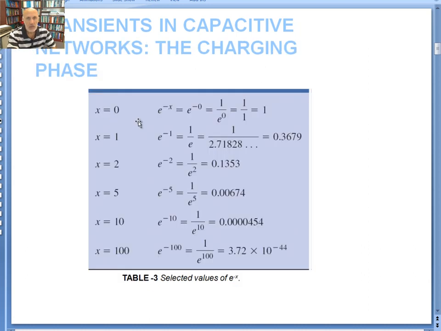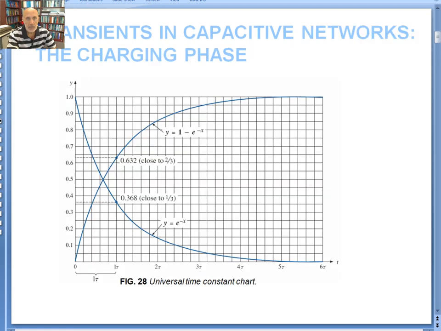And this is an exponential function: e to the minus x. When x is equal to 0, you get 1. When x is equal to 1, you get e to the minus 1, which is 1 over e. The number e is 2.71828, as an infinite number. That gives you 0.3679. So that's what you see in this graph, that after 1 time constant, the current is already at 0.368.